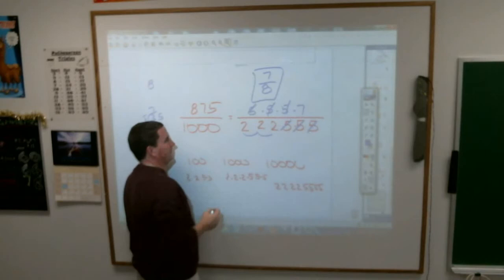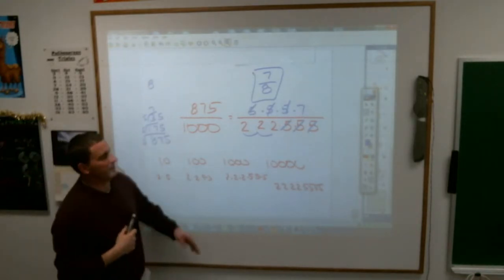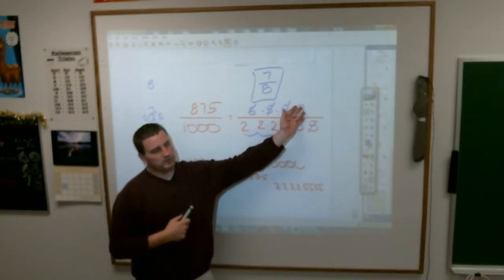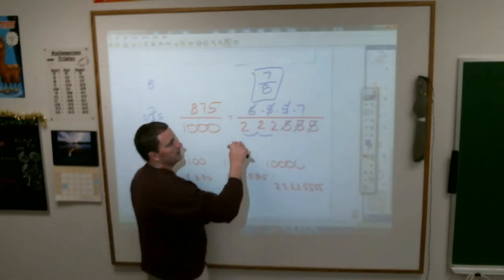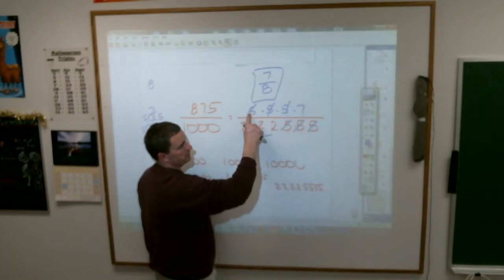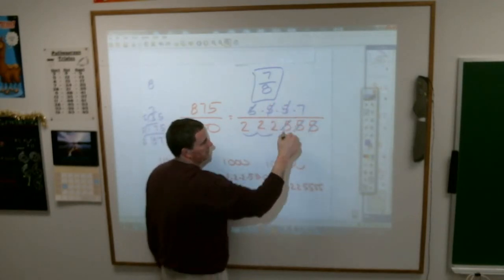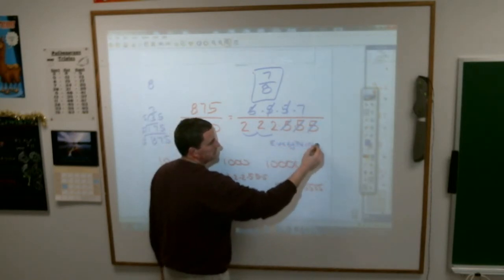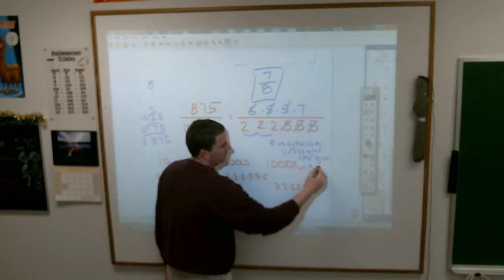By the way, what would happen if everything on top crossed off? What if there was a 7 on the bottom here and the 7 crossed off? Does anybody know? Maybe? It's a 1. Because really what you're doing here is you're saying 5 goes into 5 once. We're just not writing the 1s down. Okay? Everything crosses off, it's a 1.